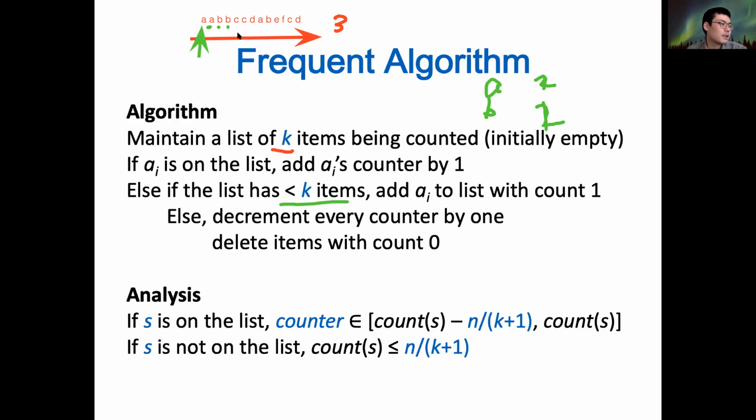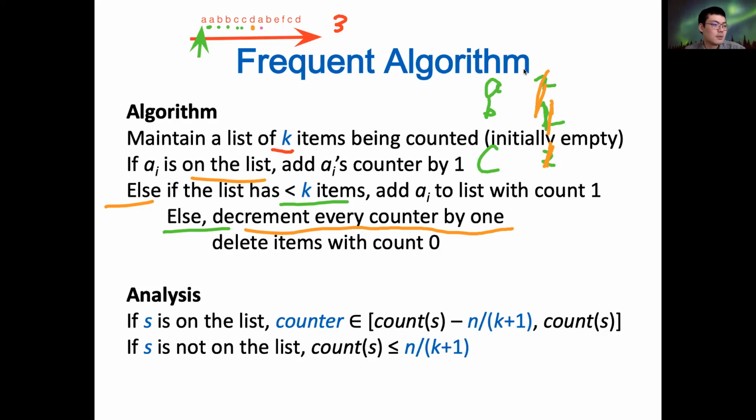Similarly, C will get C1, C2. Now we have reached K items, so we go to the else branch. Let's look at D. D is not equal to any element here, so it's not on the list. Because it's not A, B, or C, D is canceled. Here we decrement every counter by 1, so this 2 becomes 1, this 2 becomes 1, this 2 becomes 1. Basically, a different item that is not on the list will cancel every counter.